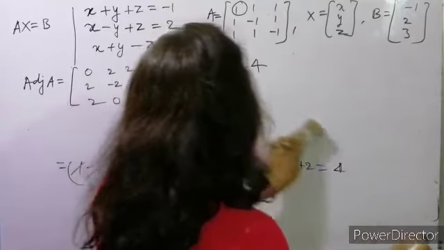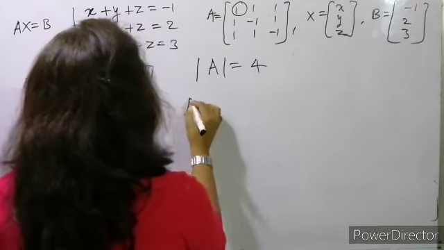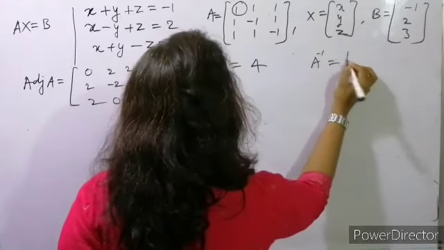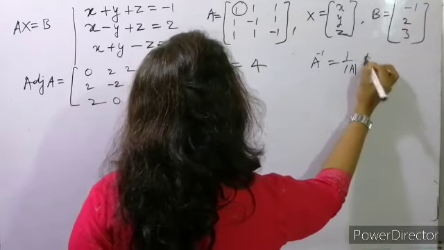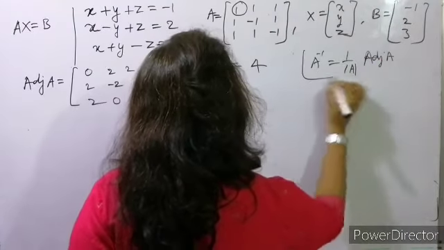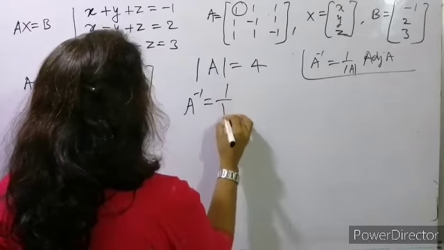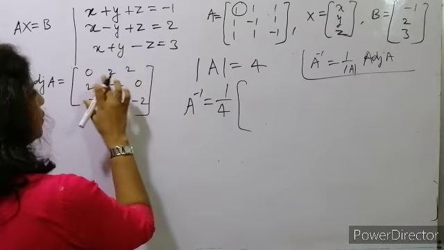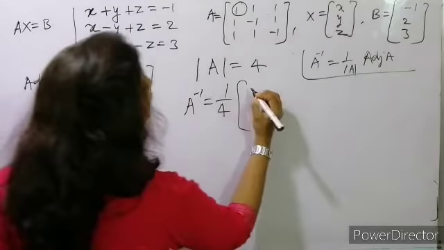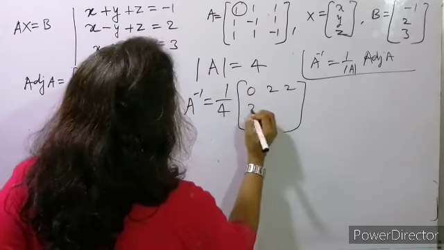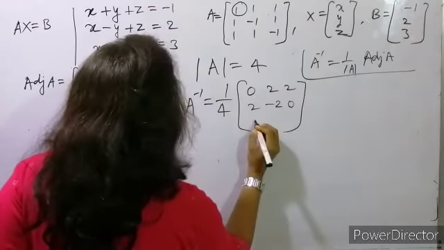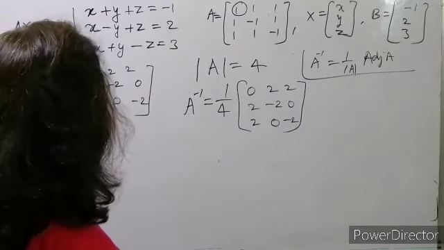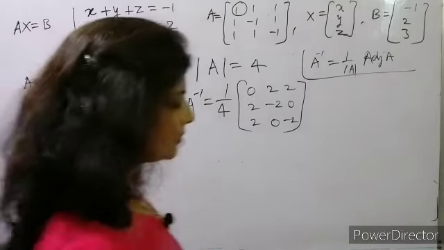Now we have to find out the inverse of the matrix A. So A inverse will be equal to 1 upon the determinant of A into adjoint of A. So directly we'll put the value 1 upon 4, and this matrix adjoint of A: 0 2 2, 2 -2 0, 2 0 -2. Okay, now we'll multiply this matrix.